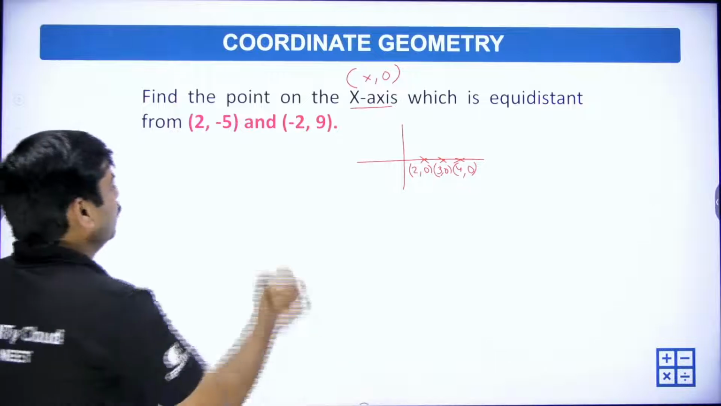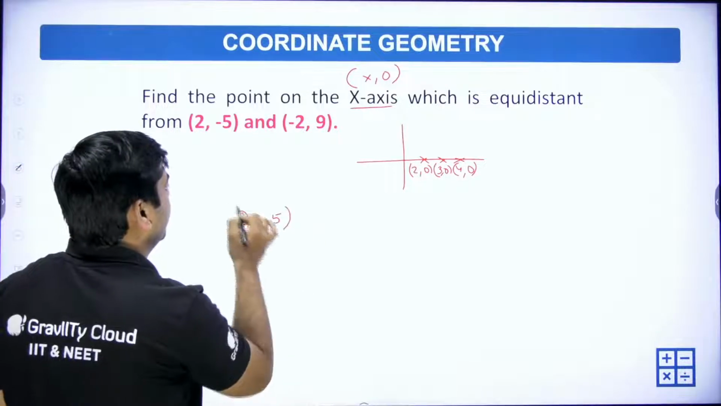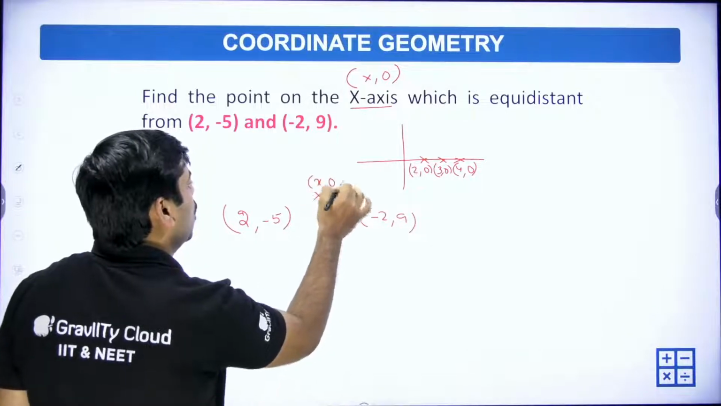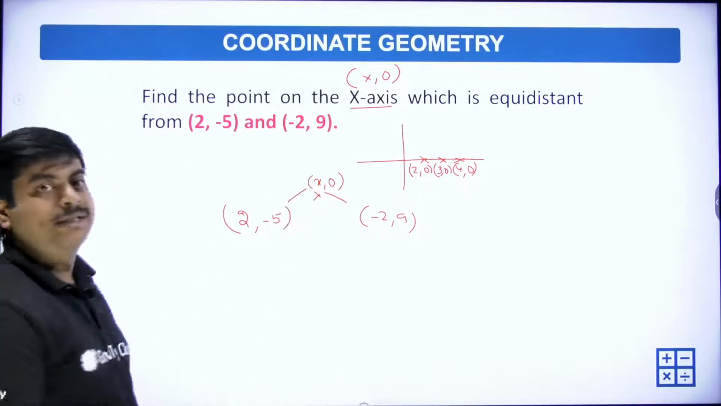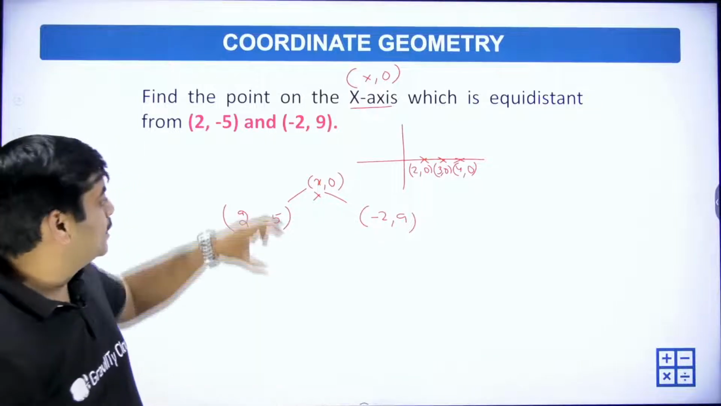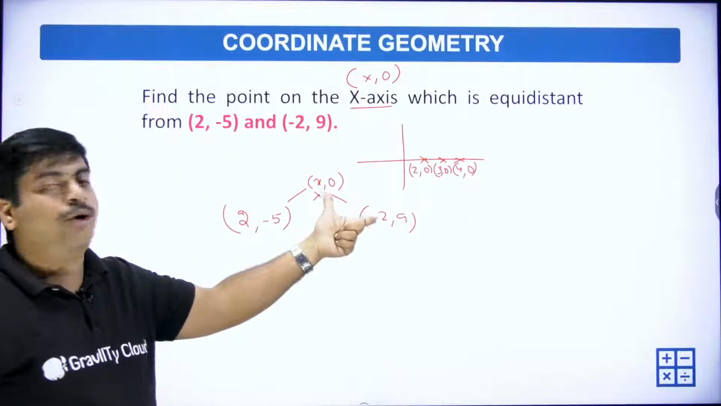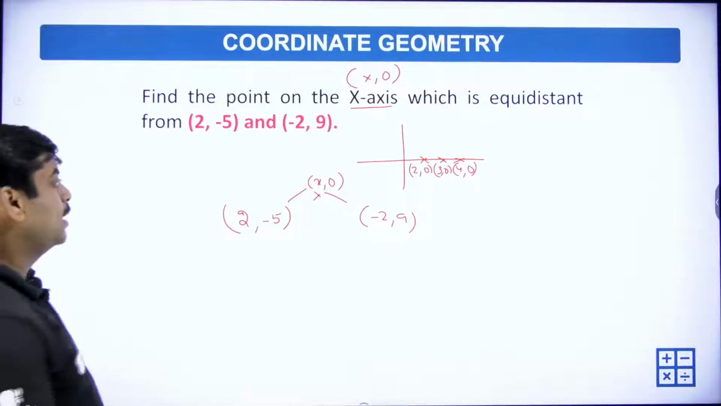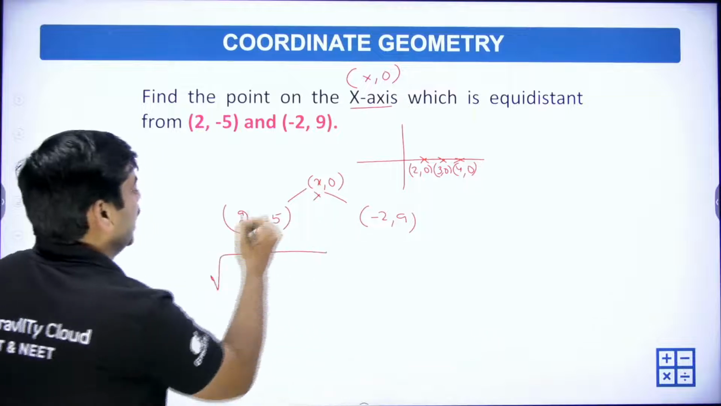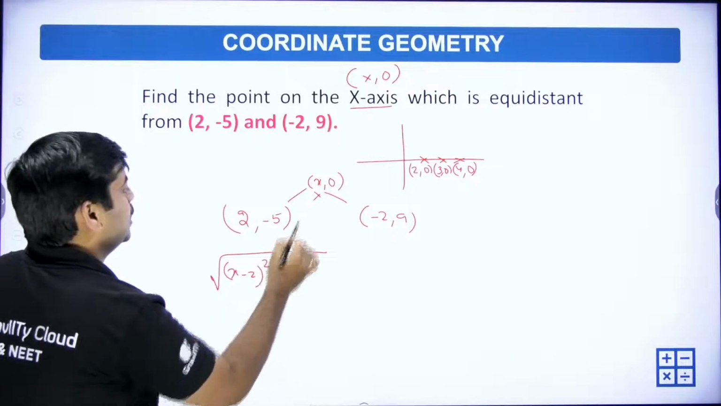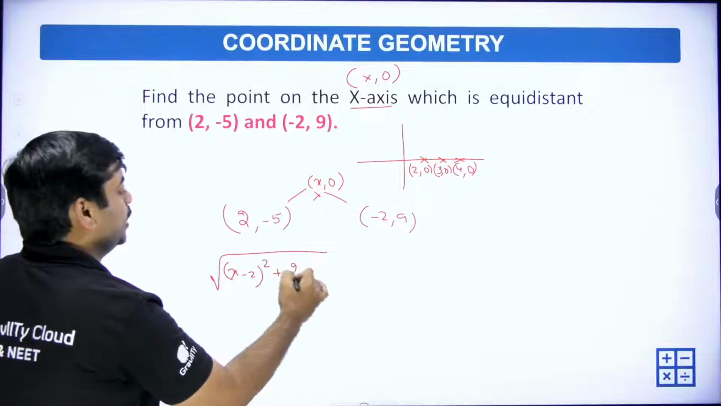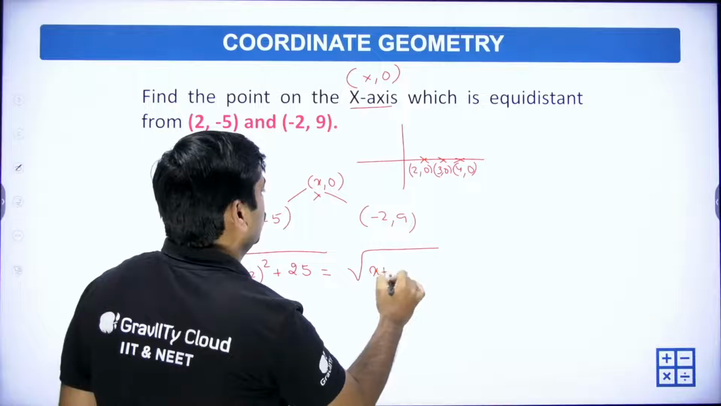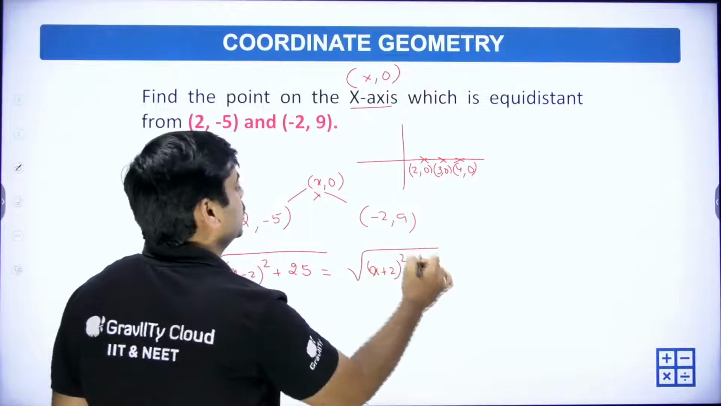So now we need to find one point (x, 0) which is equidistant from (2, -5) and (-2, 9). That means find the distance between the point and each of these 2 points and equate them to get the value of x. Right? So let's try to do that. Root over (x - 2) whole square plus (0 - (-5)) whole square, which is 25, is equal to root over (x - (-2)), that is (x + 2), whole square plus (0 - 9) whole square, which is 81.